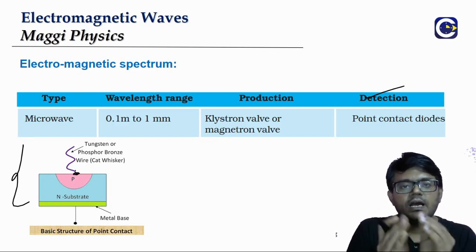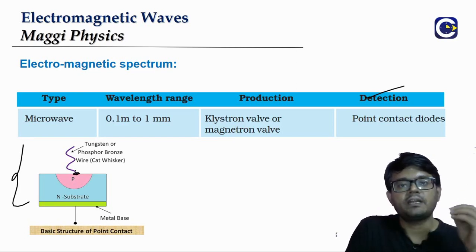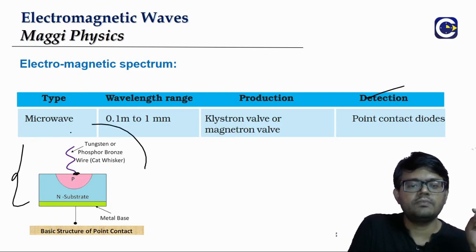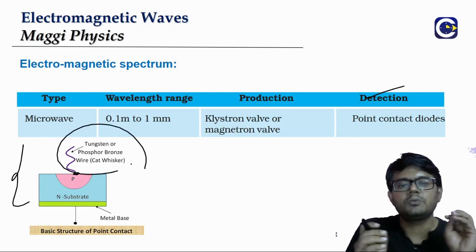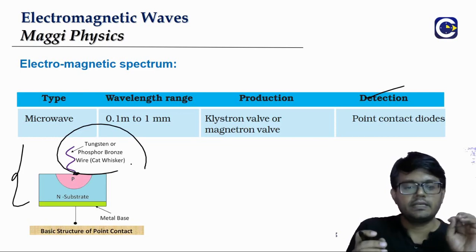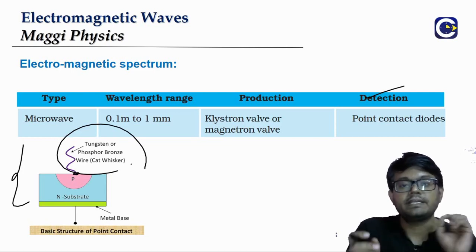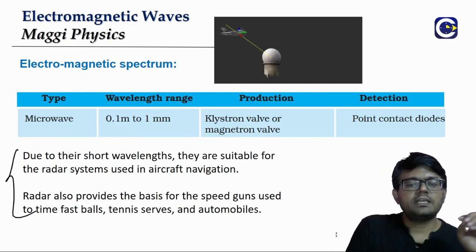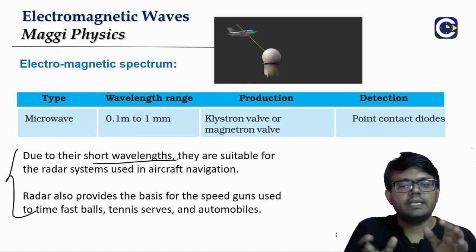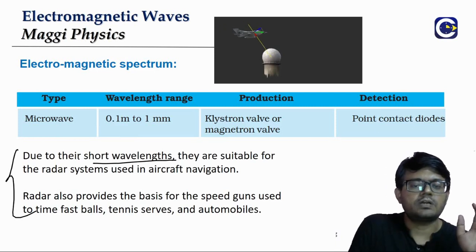இங்க என்னன்னா அந்த interface ரொம்ப ஒரு single point interface மாதிரி தான் வரும். அதுக்கு என்ன தெரியுமா, we will use tungsten இல்லனா phosphor bronze wire. அதை யூஸ் பண்ணி we will be able to produce what, the point contact diodes. அந்த point contact diode யூஸ் பண்ணி we can detect it. Okay, அந்த மாதிரி applications பார்த்தீங்கன்னா because of their shorter wavelength, right? Of course they are suitable for what, radar systems.